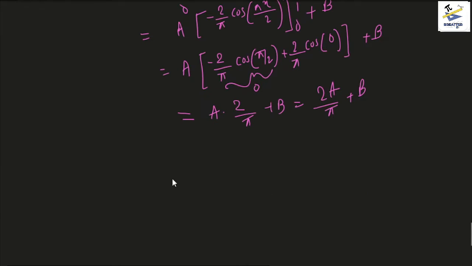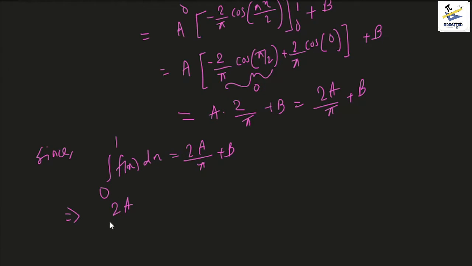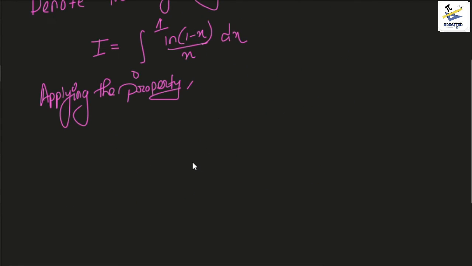But we are given that the integral from 0 to 1 of f(x) dx is equal to 2a by pi. Putting the value of the integral, we see that 2a by pi plus b equals 2a by pi, right? Cancelling this off, we get b equals to 0, which is the answer.